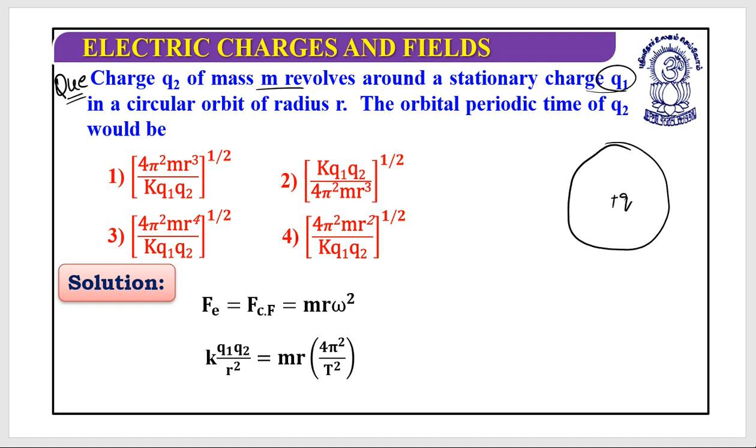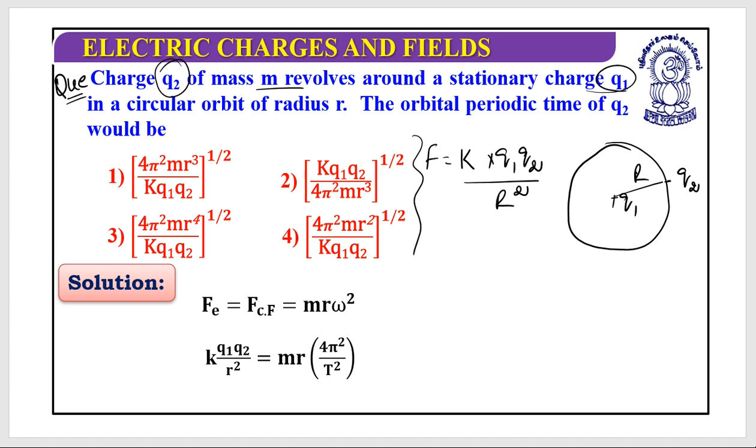A charge q1 is stationary, and charge q2 is moving around. So what are the forces acting on this? The first force that is acting is the electrostatic force, which is k q1 q2 divided by r square.